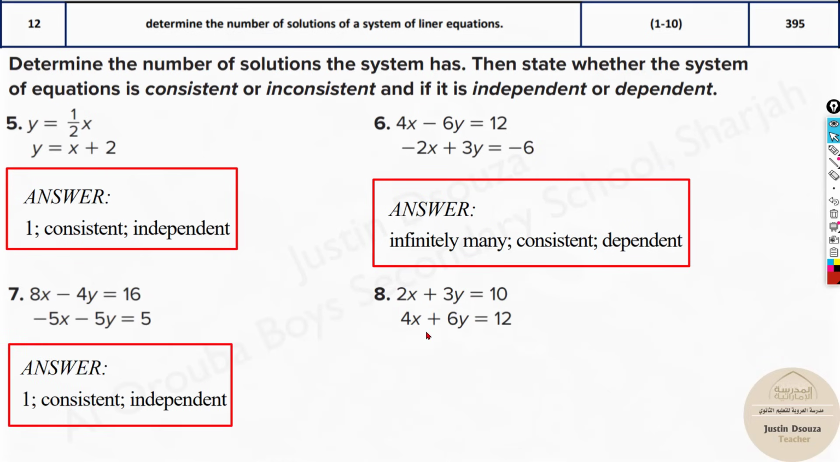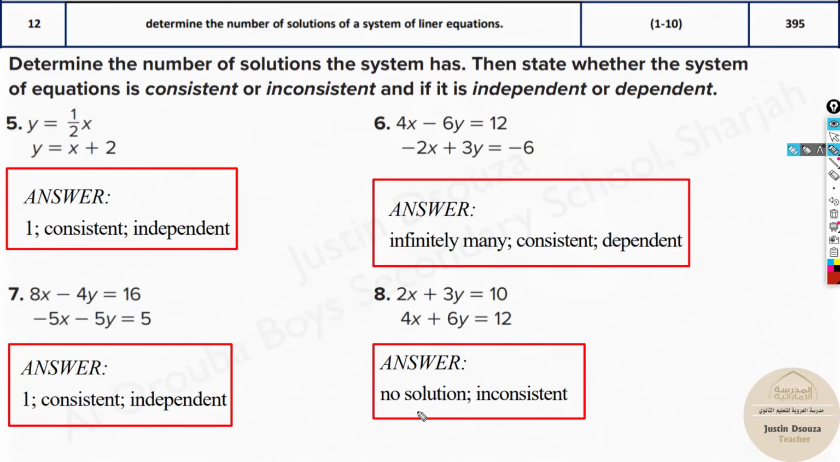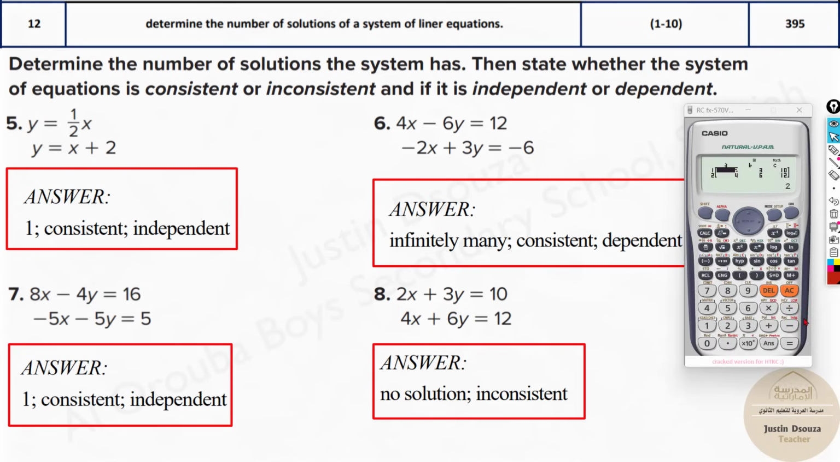Similarly, please do solve the other problems. But when it comes to no solution, let me solve this up. The same thing, you need to use your calculator. I've typed in all the coefficients and when I press equal to, I get no solution. But if your calculator is giving you a math error, that's fine.